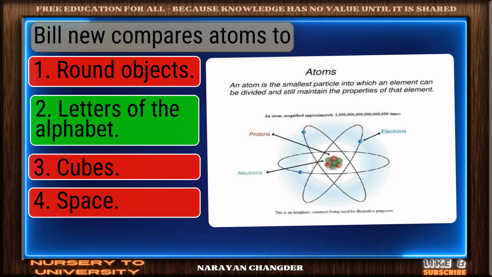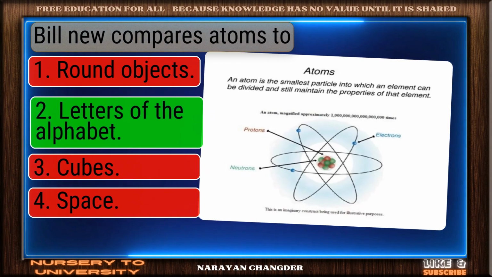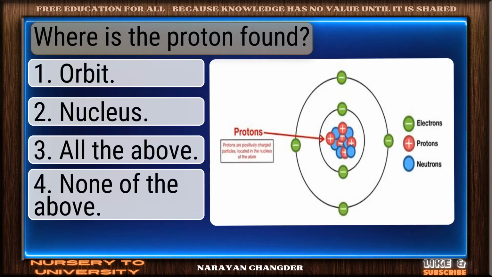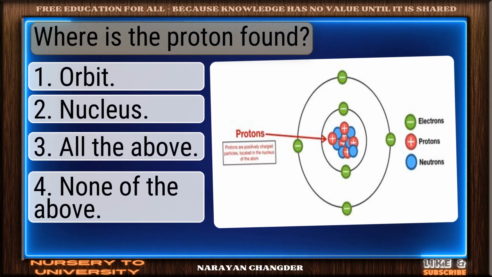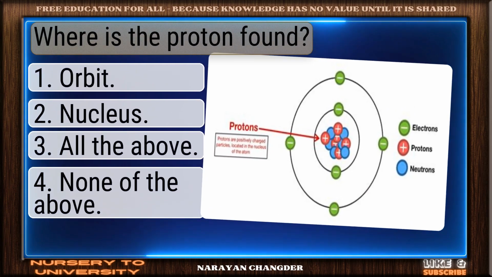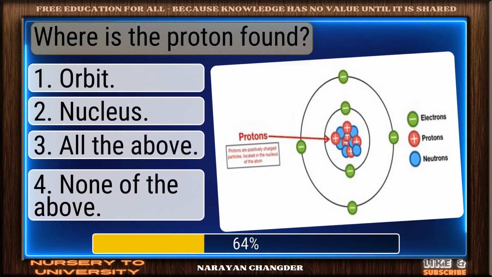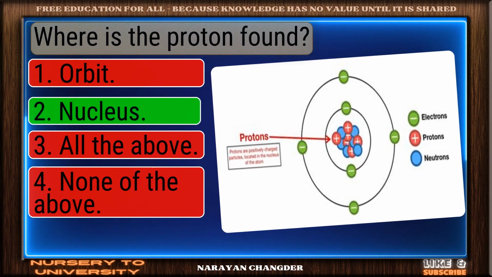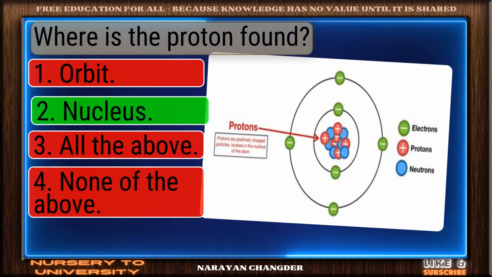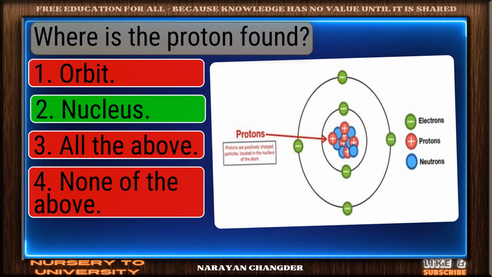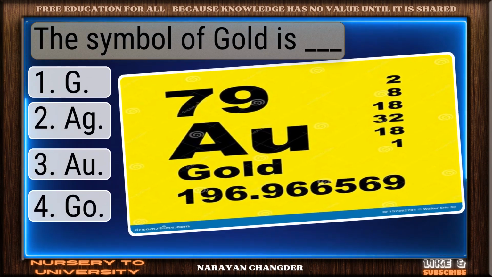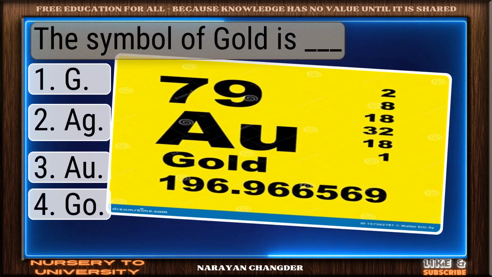You're right. Letters of the alphabet is the correct answer. Question number 262. Where is the proton found? Nice selection. Nucleus is the correct and valid answer. Question number 263. The symbol of gold is dash.